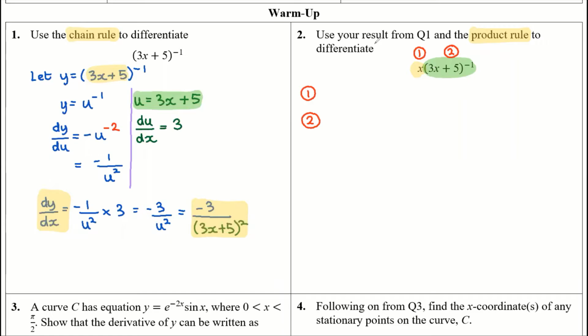So we're going to have x for the first one, and 3x plus 1 to the power negative 5. That's the second one. So the first thing we have to do, the second thing, so we've done the first thing, we now have to find the derivatives of 1 and the derivative of 2.